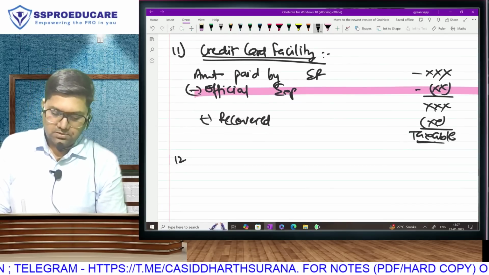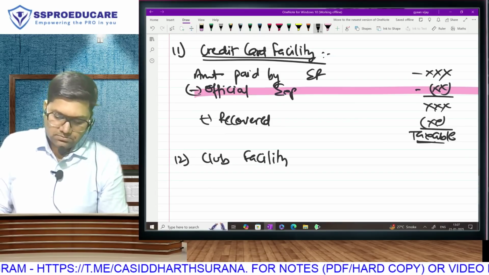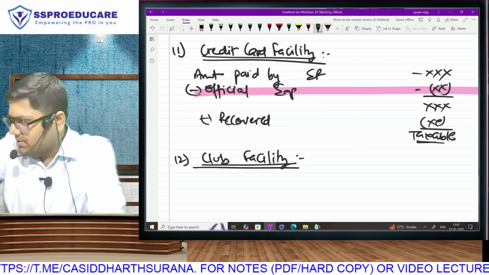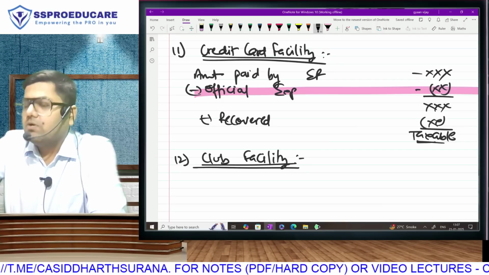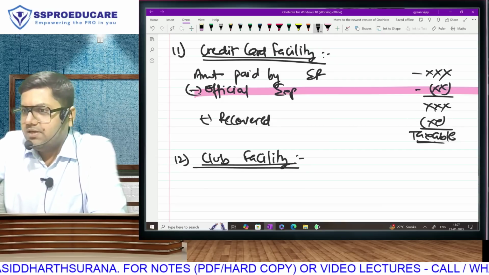Next, club facility. Not that club that you are thinking. Let me make it clear. We are not talking about nightclubs here. Oh, CA students, expectation versus reality.